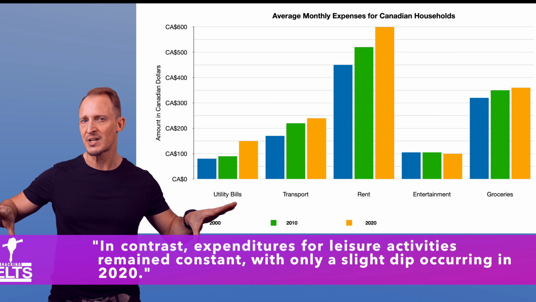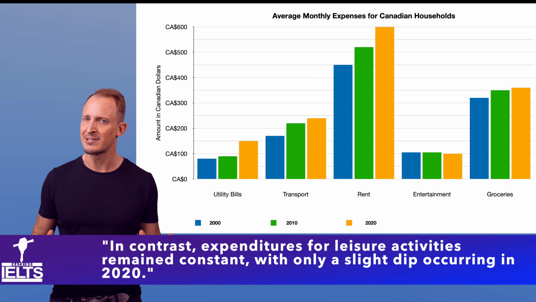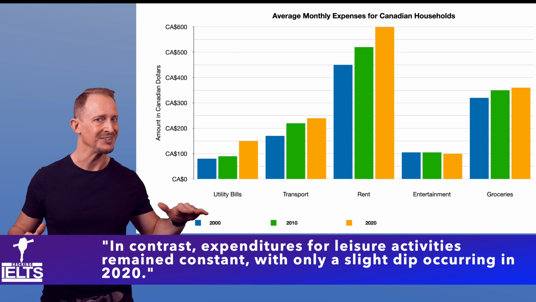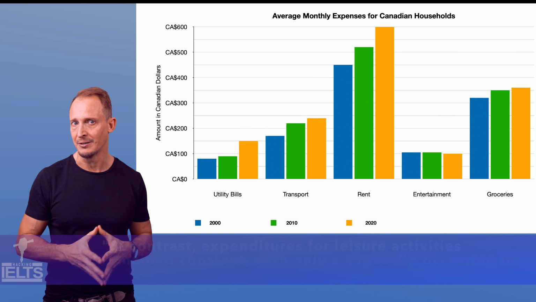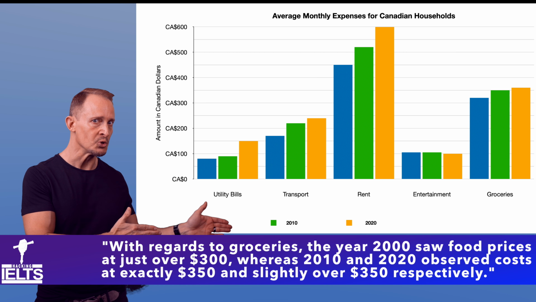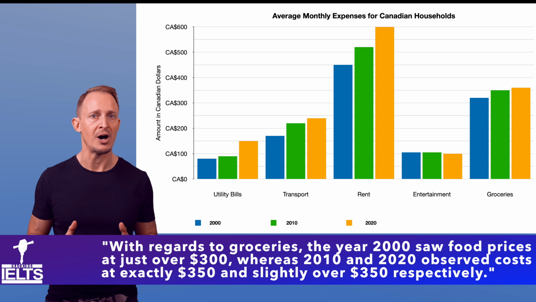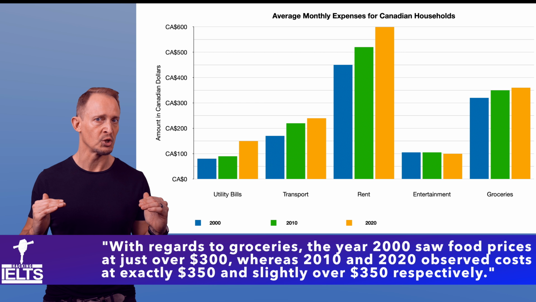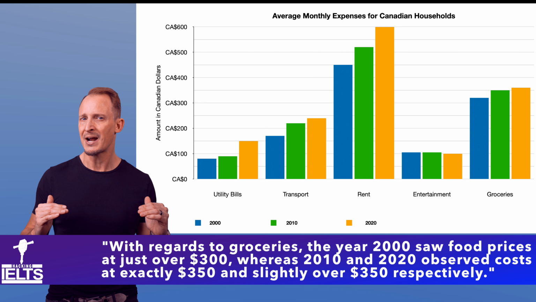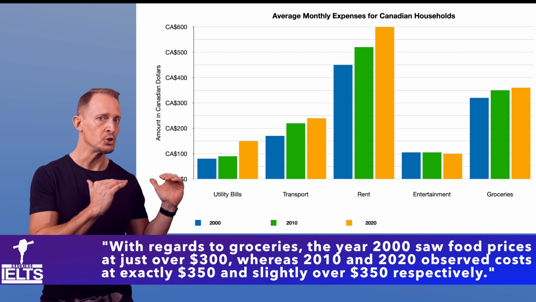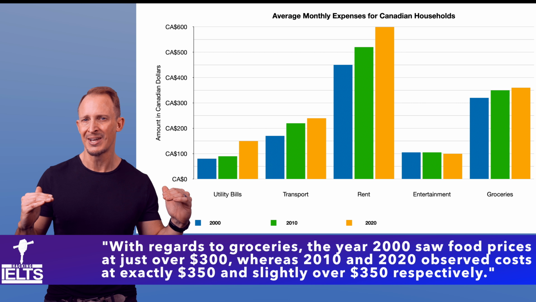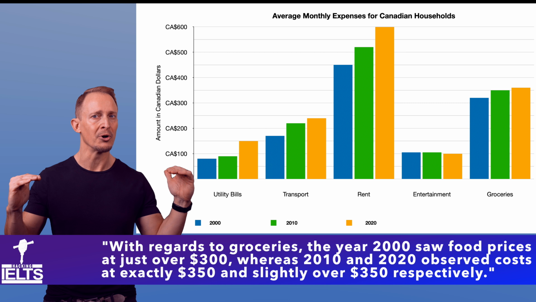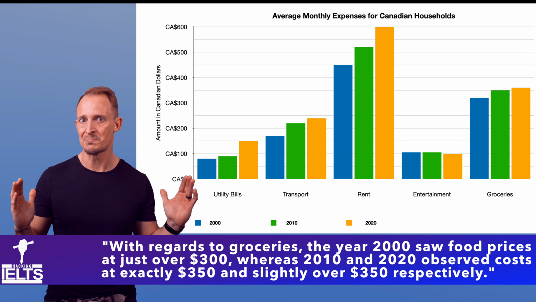In contrast, expenditures for leisure activities remained constant, with only a slight dip occurring in 2020. With regards to groceries, the year 2000 saw food prices at just over $300, whereas 2010 and 2020 observed costs at exactly $350 and slightly over $350, respectively.